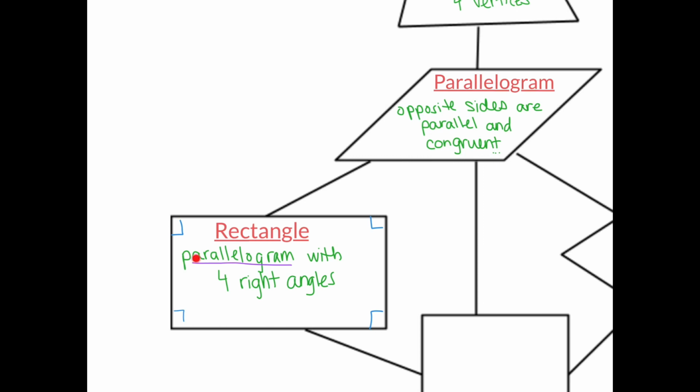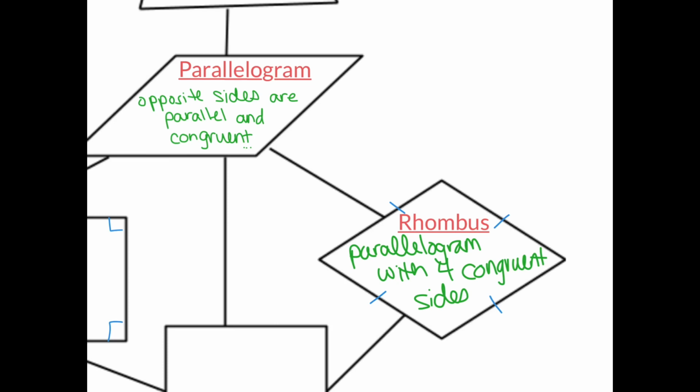The rectangle is a parallelogram, and that is important because it has all 5 of the properties that a parallelogram has, but now even more specifically, it has the 4 right angles. So opposite sides are congruent, opposite sides are parallel, but now also specifically the rectangle has 4 right angles.